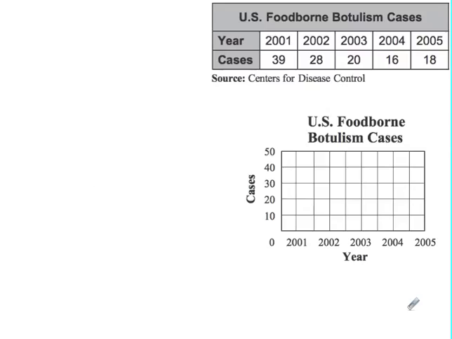Okay, so let's go ahead and look at this one. Okay, this is U.S. foodborne botulism cases. So very first step, we're going to make a scatter plot. So I'm going to start with 2001 and 39. So here's 2001, and 39 is going to be close to the top, but not quite at 40. So I'm going to put a dot. Then I'm going to go to 2002, 28. Once again, that's close to 30, but not quite there at 30. I'm going to go down a little bit more, probably about right there.